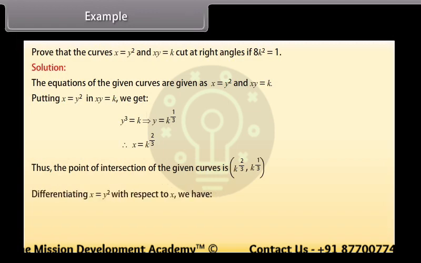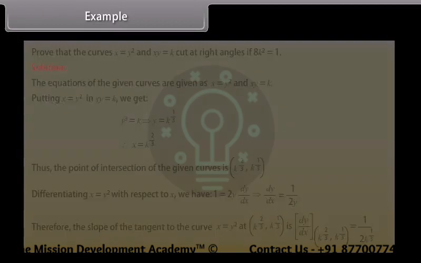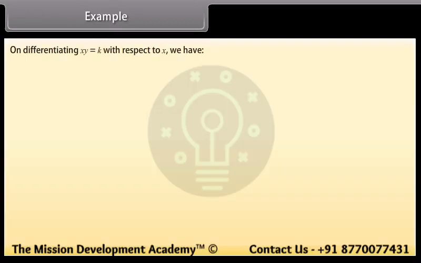Differentiating x = y² with respect to x, we have 1 = 2y dy/dx. It implies dy/dx = 1/2y. Therefore, the slope of the tangent to the curve x = y² at (k^(2/3), k^(1/3)) is dy/dx at that point, which is equal to 1/(2 into k^(1/3)). On differentiating xy = k with respect to x, we have x dy/dx plus y is equal to 0. It implies that dy/dx = minus y/x.